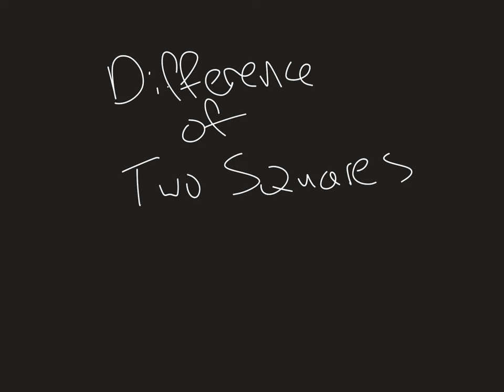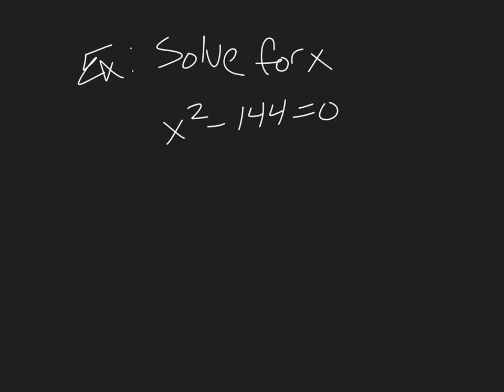In this video, we'll look at a difference of two squares as it applies to quadratic equations. So just for clarification, we're talking about two squares. We're talking about having some number squared minus another number squared. A difference of two squares. So let's jump right into an example here.